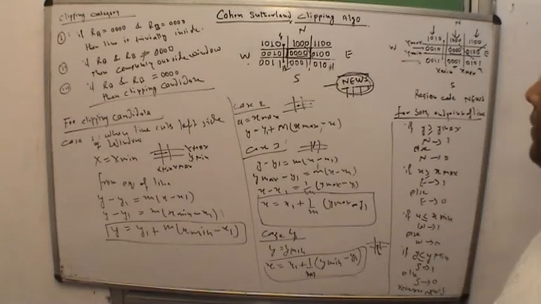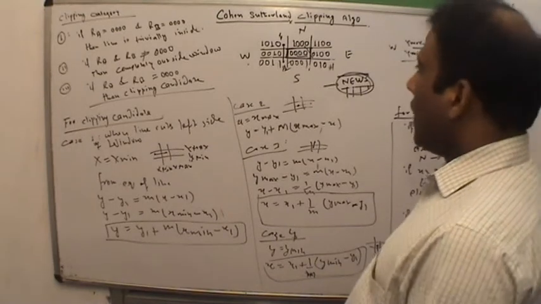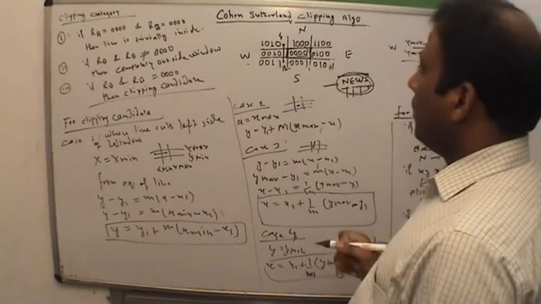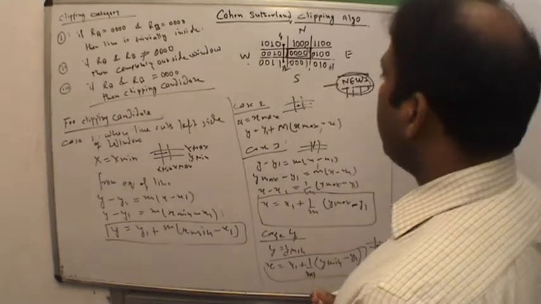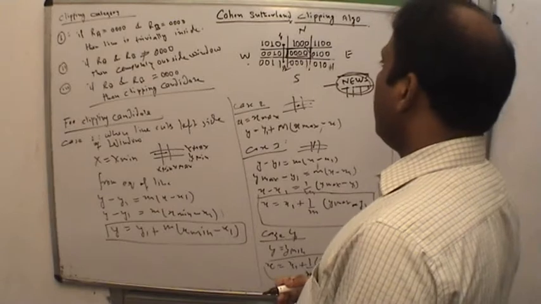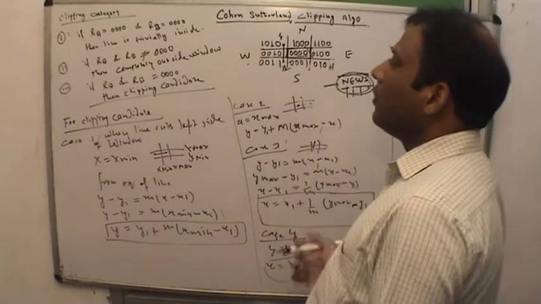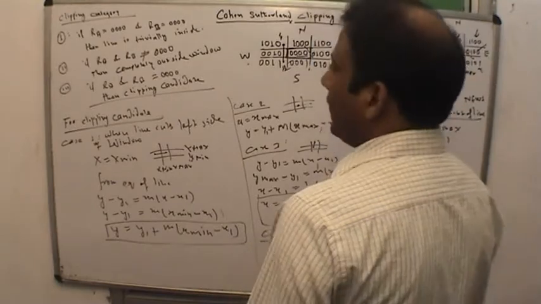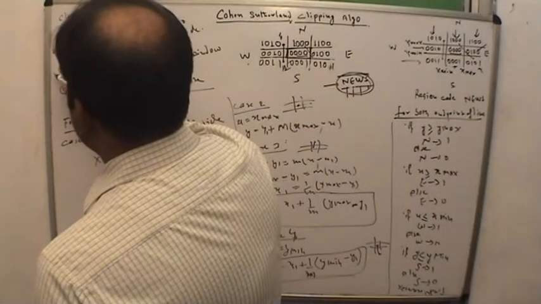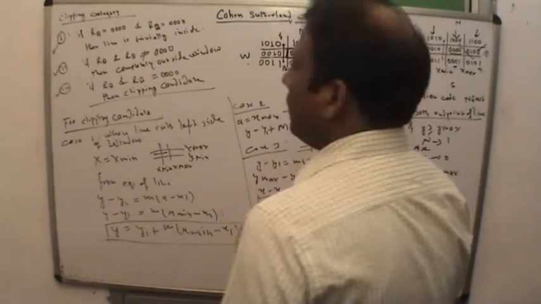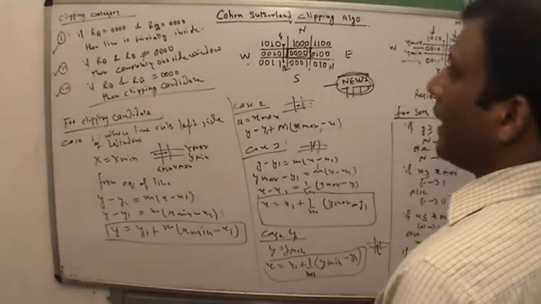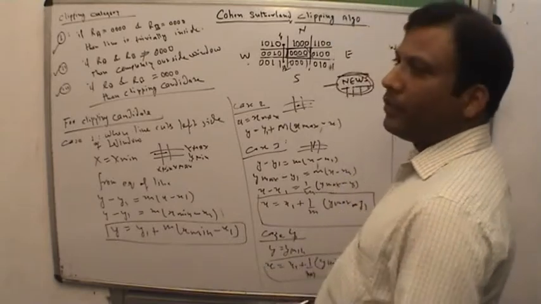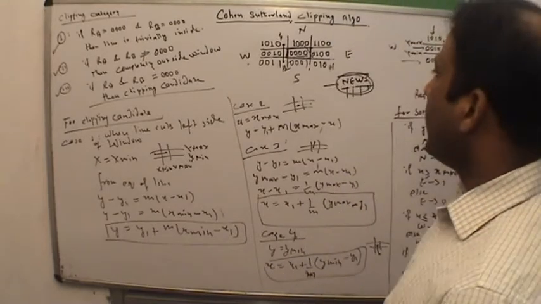So we have clipping categories. How can we know what the categories are and how the clipping window cuts the line? We have 3 categories using which we can crop the line. The first category is this.